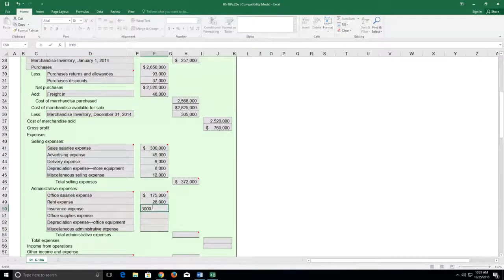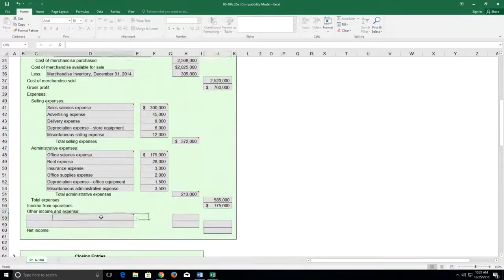So 3,000, 2,000, 1,500, not 15,000, and 3,500. We add all those up for total admin of 213. We add both together for total expenses of 585. We subtract that from our gross profit to give us income from operations of 175,000.